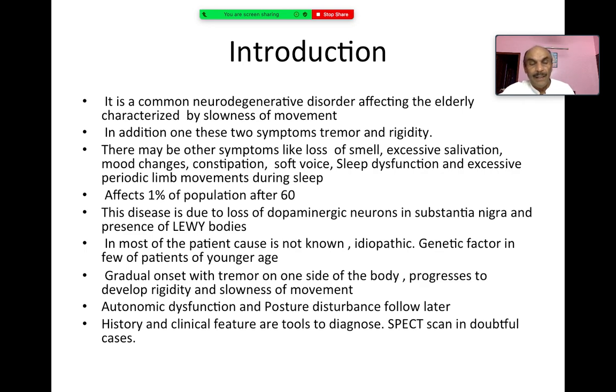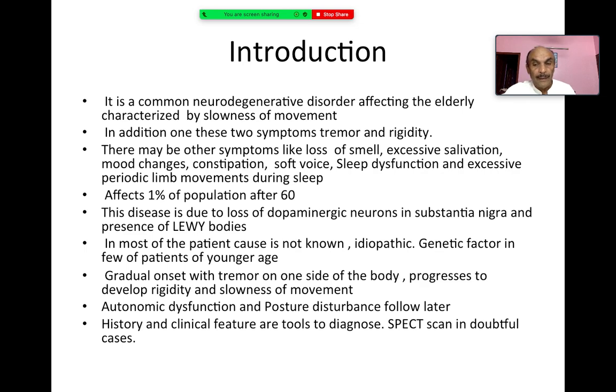It has a gradual onset with regard to the tremor, which occurs on one side of the body initially. It progresses gradually and he develops rigidity, followed by slowness of movement and associated gait abnormalities, etc. Autonomic dysfunction in the form of excessive salivation, orthostatic hypotension, constipation, etc., follow later.